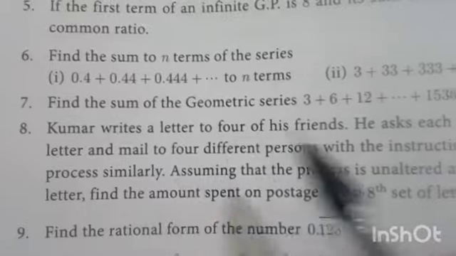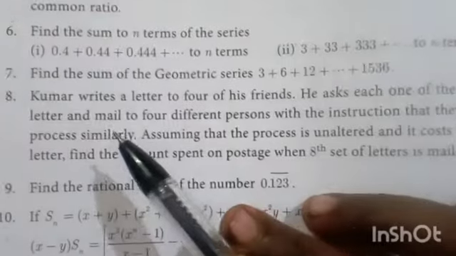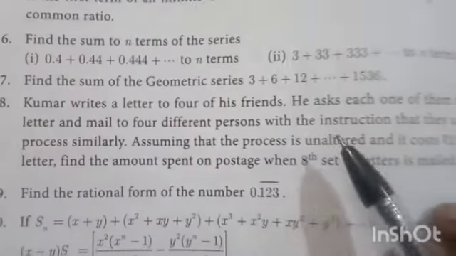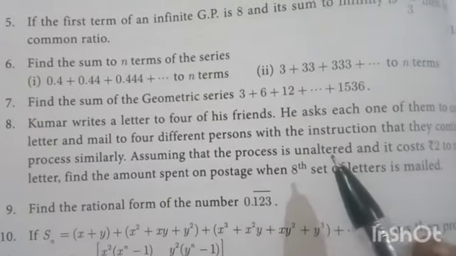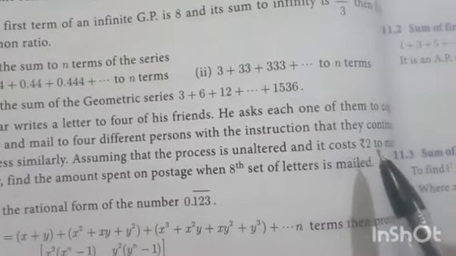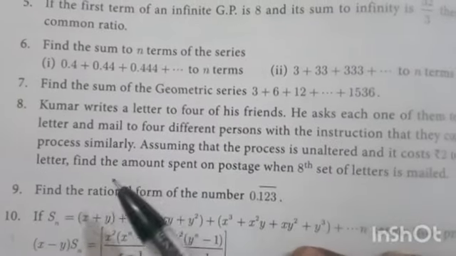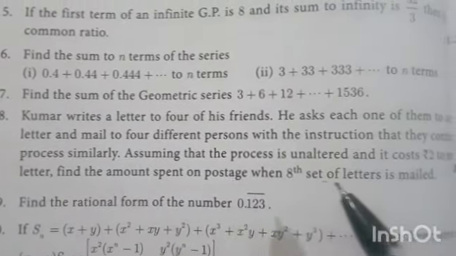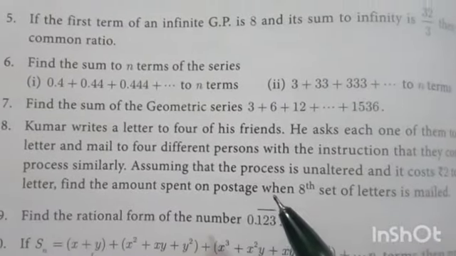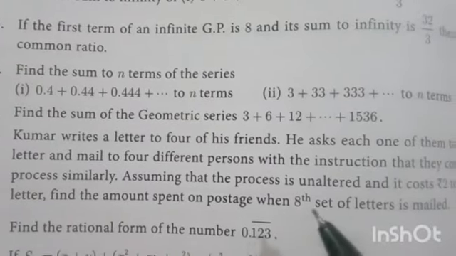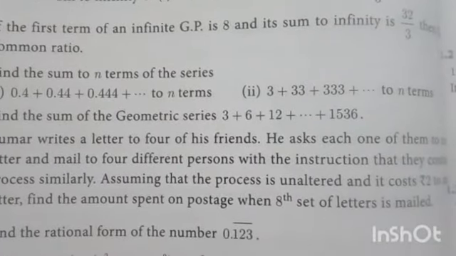8th question. Kumar writes a letter to 4 of his friends. He asks each one of them to copy the letter and mail to 4 different persons with the instruction that they continue the process similarly, assuming that the process is unaltered and it costs rupees 2 to mail a letter. Find the amount spent on postage when the 8th set of letters is mailed. We want to find the amount spent on postage when the 8th set of letters is mailed.